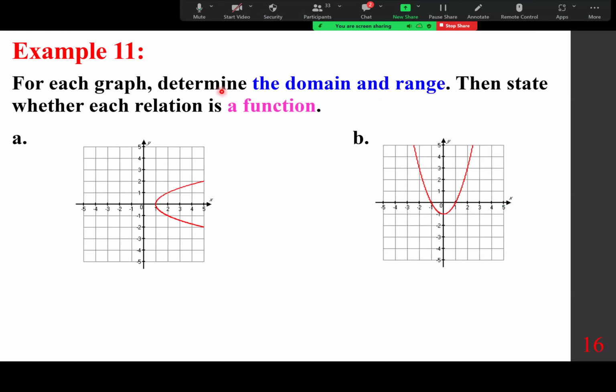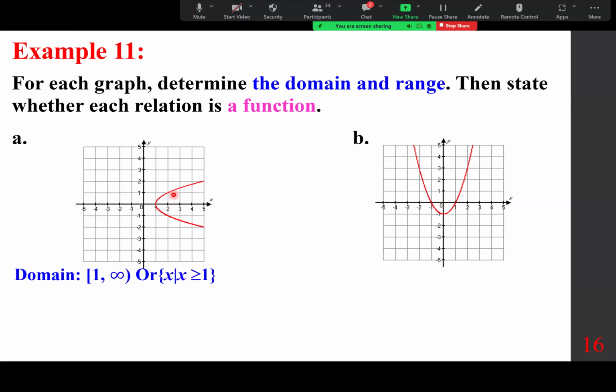For each graph, determine the domain and range, then state whether each relation is a function. Bear in mind this has coordinates 1, 0. So the domain is along the x-axis from 1 to infinity, and the range has no limit along the y-axis, or real numbers. So domain is 1 to infinity, or x such that x is greater than or equal to 1.